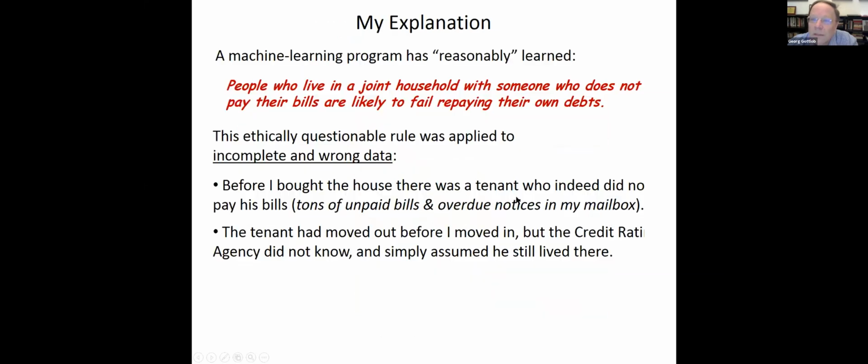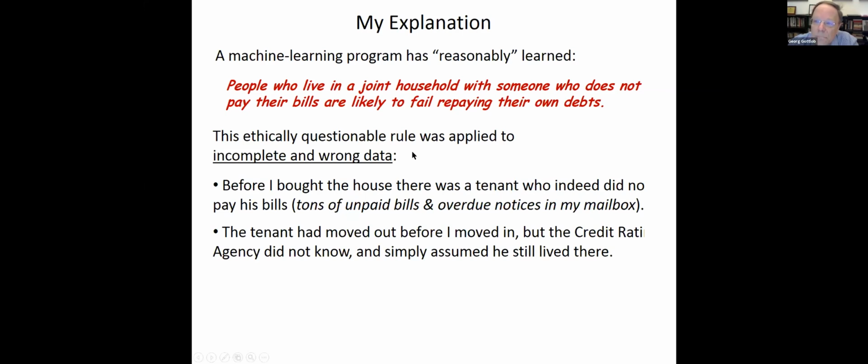So what did the machine learning program basically learn? It's actually, from a statistical standpoint, pretty reasonable. People who live in a joint household with somebody who does not pay their bills are likely to fail repaying their own debts. So that's a reasonable rule. It's ethically, of course, highly questionable. And this rule, however, was applied to incomplete and wrong data. Why was it applied to wrong data? Because obviously the machine learning program thought that this gentleman is still living in the house and I'm also living there. And then it applied this rule to me.